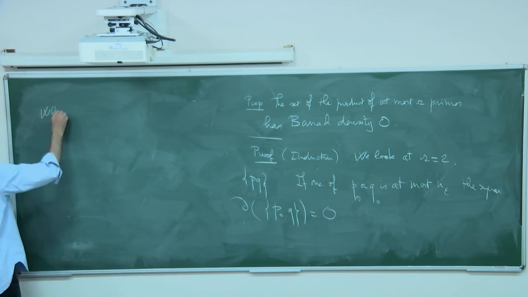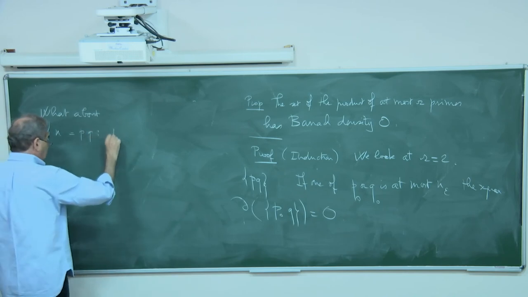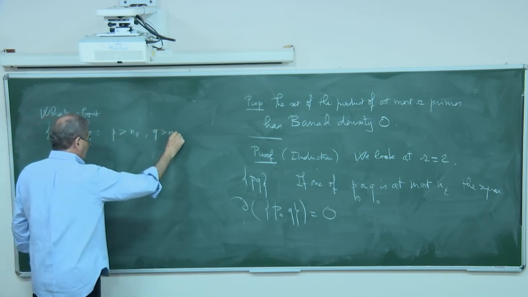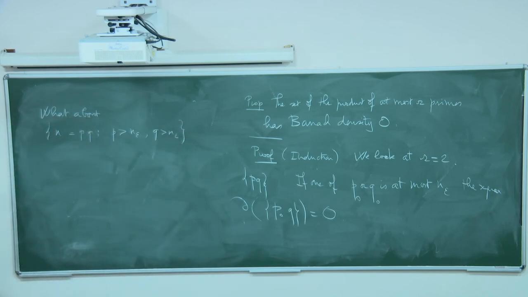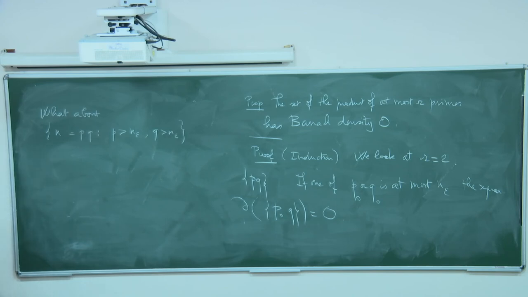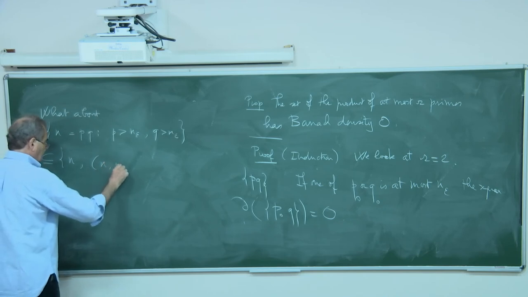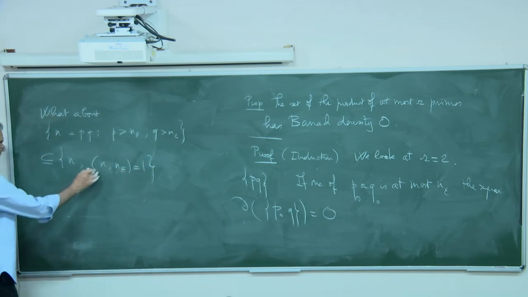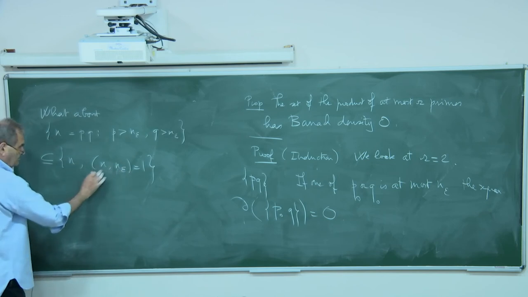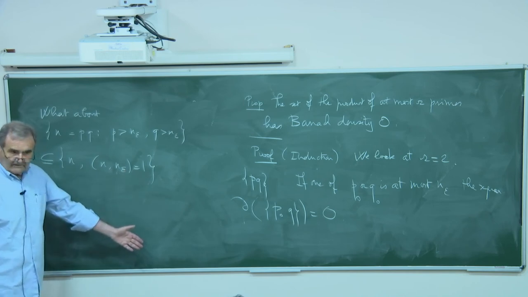What about the set of n equal to pq, where p is larger than epsilon and q is larger than epsilon? Oh yeah, but then you know what it is. If an element is a product of two primes which are larger than epsilon, it is coprime with all the elements which are less than epsilon. So it is included in the set of n such that the GCD of n and epsilon factorial is 1. And so you are happy, because this density is exactly what we did for the primes.